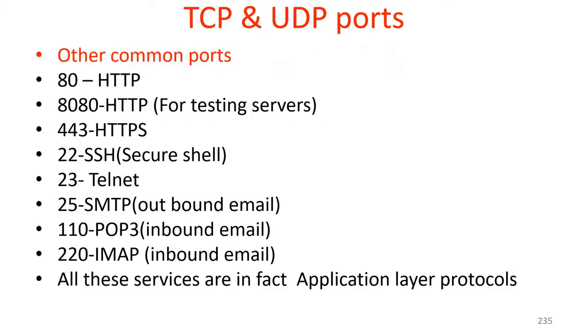And then some of the other port numbers are there. 80 for the HTTP, 8080 for the HTTP testing servers, and then 443 for the HTTPS, 22 for the SSH secure shell, 23 for the telnet, and then 25 for the SMTP outbound email, and then 110 for the POP3 inbound email. All these services are application layer protocols. That means all applications are in fact application layer protocols. That is some information for reference.